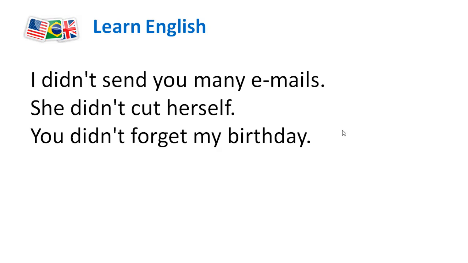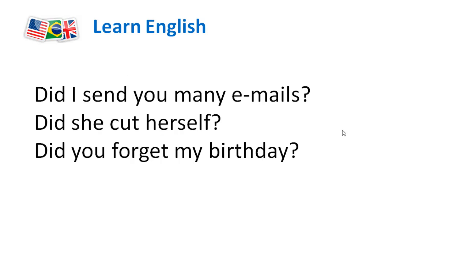When we transform the sentences into questions, we start the question with did, and the main verb receives no conjugation. Did I send you many emails? Did she cut herself? Did you forget my birthday? If you need to find out more information in the questions, you can always start them with an interrogative pronoun. Take a look at these examples.